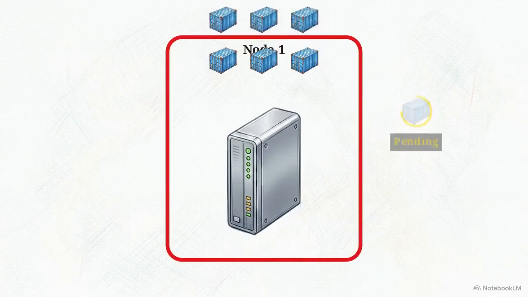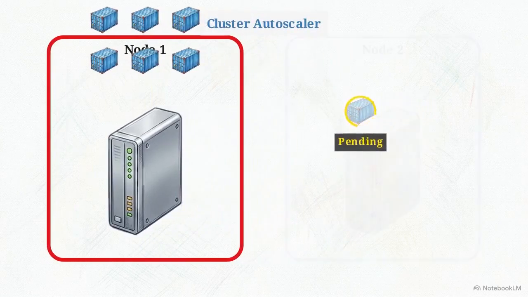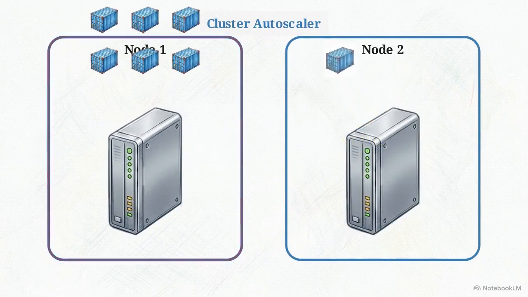But there is a ceiling. Eventually, the underlying physical machine runs out of computing space. When pods can no longer be scheduled due to lack of room, the cluster autoscaler engages. It provisions entirely new hardware VMs, expanding the physical footprint.